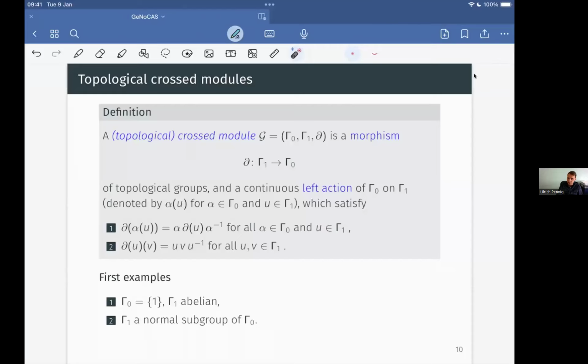Can you say that again? You broke off at H3. Yes. The third cohomology group of a group with coefficients in a module over the group consists of crossed modules. There is such an interpretation. But I don't know if it applies in this context.